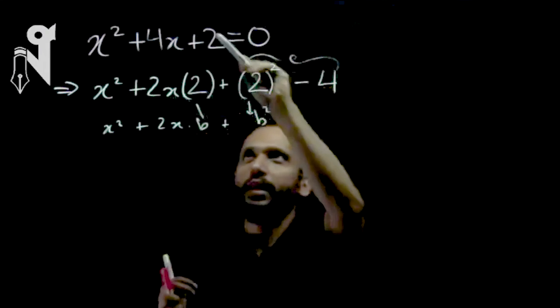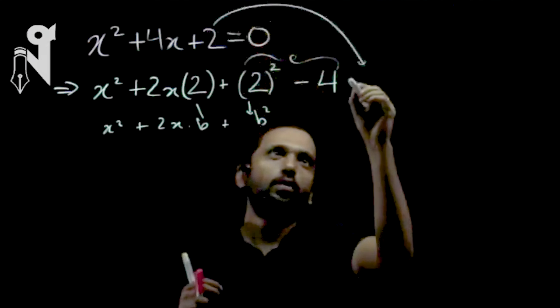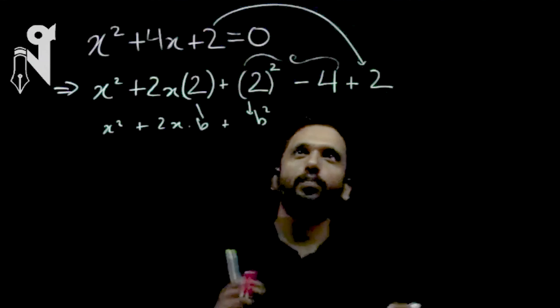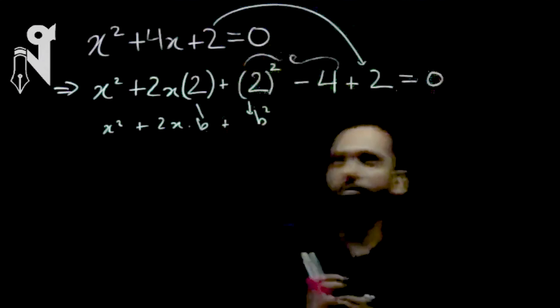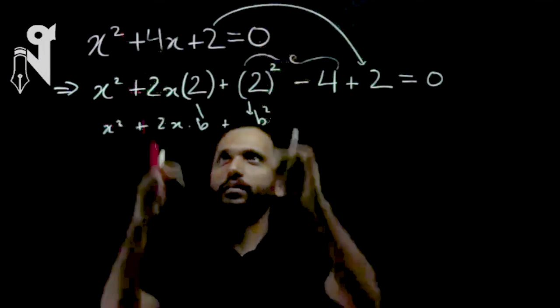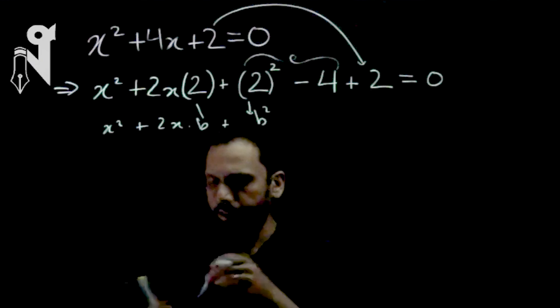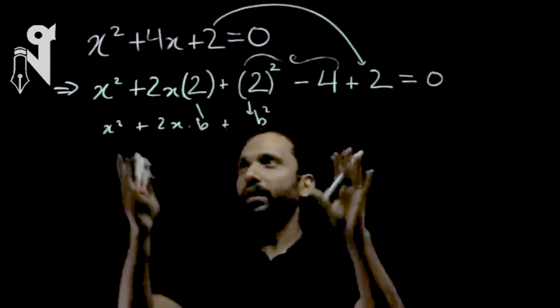So I can't change my question. I had something over there. I had a 2, so I'll just put that 2. So what do I get? A plus 2 and then equal to 0. Now look at it carefully. Have I changed the question? No, I haven't changed the question.